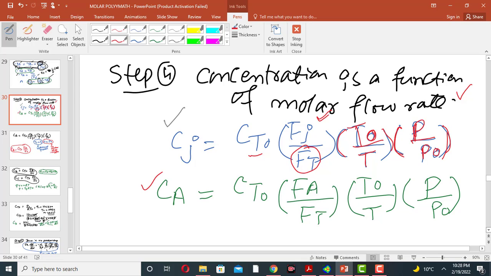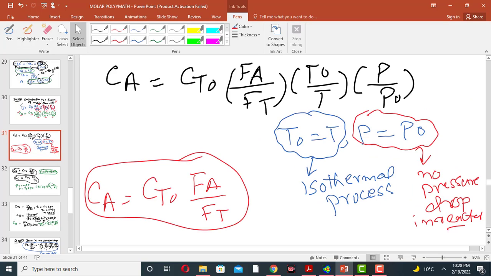So for component A, this will be Ca is equal to Ct naught Fa divided by Ft into T naught divided by T, P divided by P naught. Similarly, Ca is equal to Ct naught Fa Ft T naught T P divided by P naught.